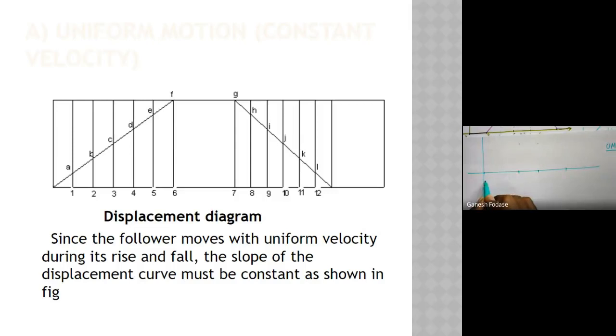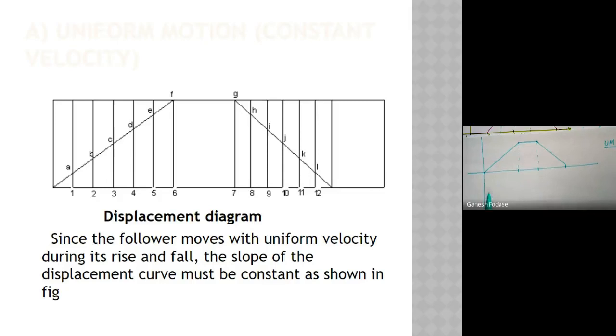Okay, so this one I'm writing. This one is outstroke. So here the curve is like this, as we have seen previously also. The slope of the displacement curve is constant during rise. During dwell it is zero displacement. During return, again the slope is constant. So this is your displacement curve for this motion.